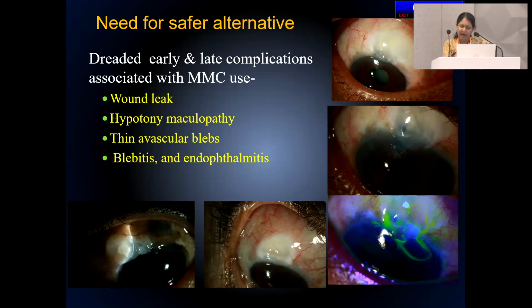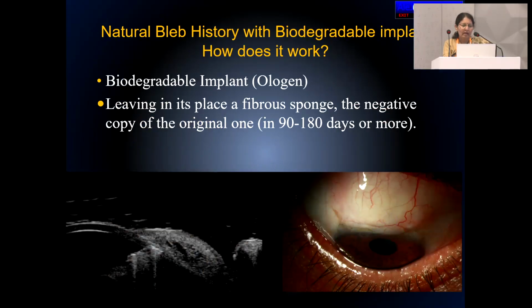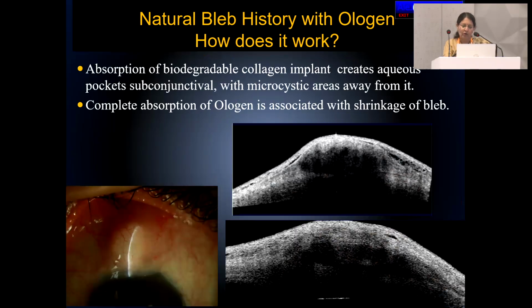But with mitomycin C use, we know there are so many problems. So we need a safer option. Biodegradable implants: collagen was there, but not now, which leaves in its place a fibrous sponge, the negative copy of the original one, by 90 to 180 days or more. So we studied this also. This is a homogeneous implant seen immediately after the surgery. And at the end of 6 months, there was a complete absorption of this implant.